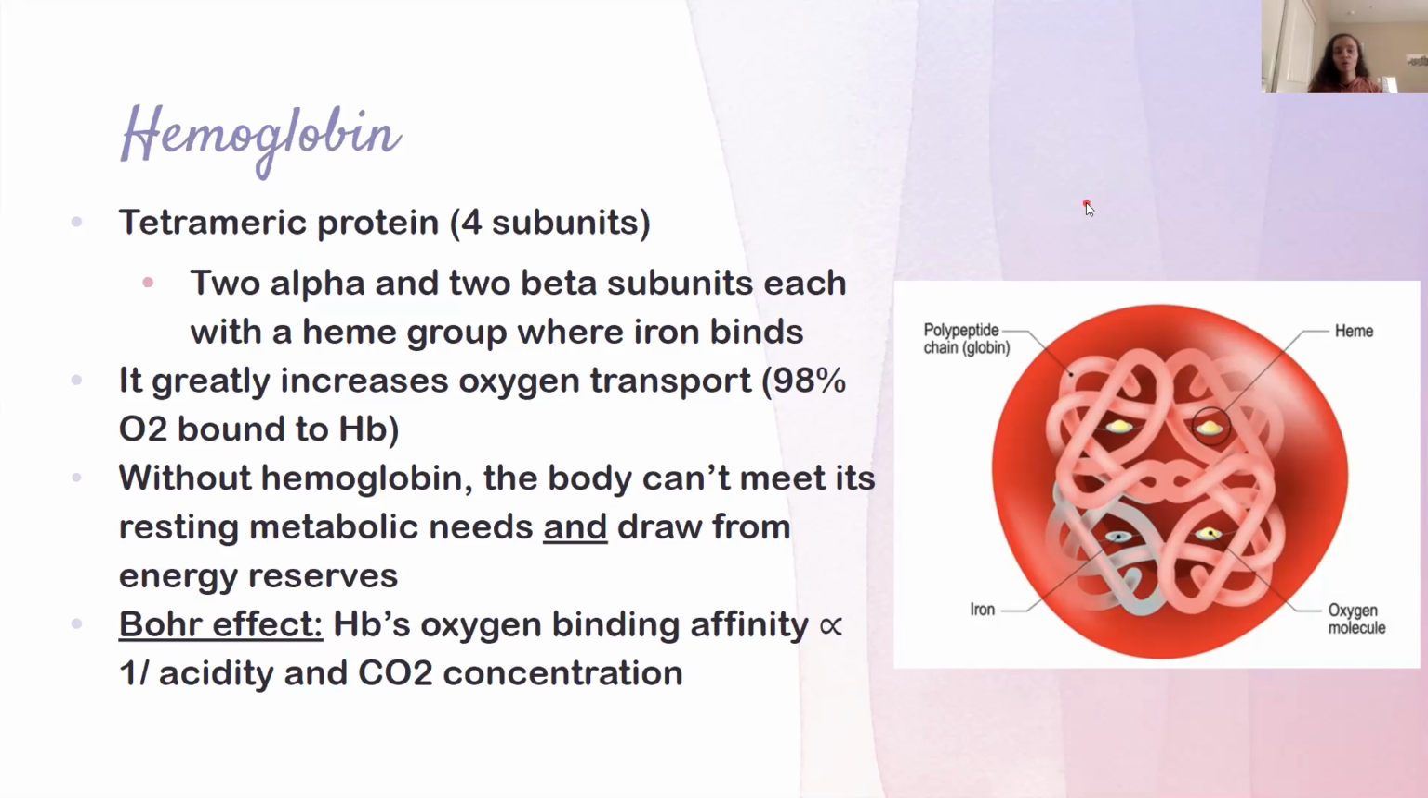So the Bohr effect is an important concept here in the discussion of hemoglobin. It basically says that hemoglobin's oxygen binding affinity is inversely proportional to acidity, so low pH, and CO2 concentration. So that's to say that in situations where we have very low pH, the affinity of oxygen to hemoglobin is going to be low because oxygen is going to want to diffuse to those tissues. And we're going to talk about that, I think, in the next slide.